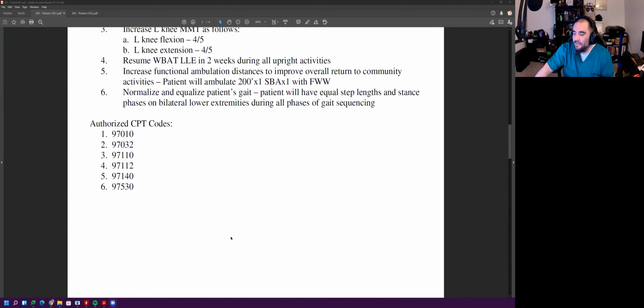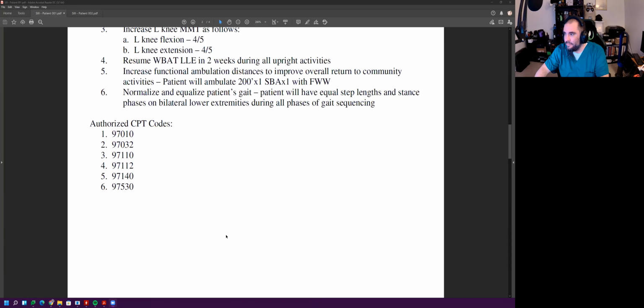Same thing with CPT codes. What are CPT codes? Insurance. Yeah, it's what we can bill for. So the PT has given us, as a PTA, what we're allowed to bill for. Some of it's Therex, some of it's gait, some of it's manual therapy. It's Current Procedural Terminology, and it's CPT 10 right now. We're in the 10th generation of it, I think.